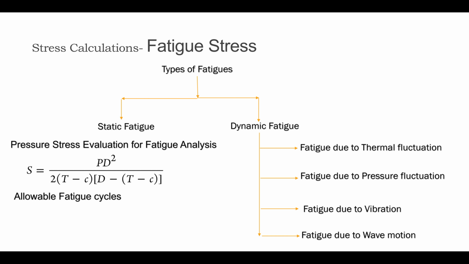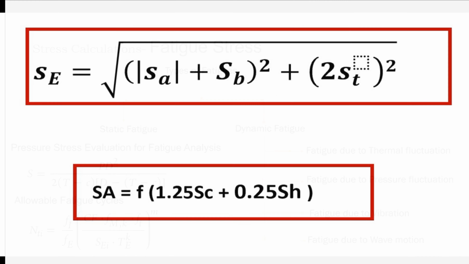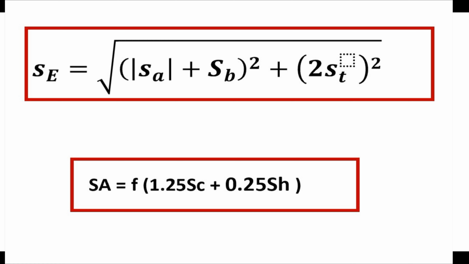The next is the allowable fatigue cycles. This is under ASME B31.3 section W302.1, fatigue damage due to cyclic stress. We can calculate the number of cycles with this formula. The maximum stress range SE shall be computed in accordance with what we just studied in the previous slide. SE is equal to the square root of (SA plus SB) whole square plus (2 ST) whole square, and meet the allowable displacement stress value SA that we just studied, F into (1.25 SC plus 0.25 SH), where F is 1. So fatigue damage shall be computed with this formula.